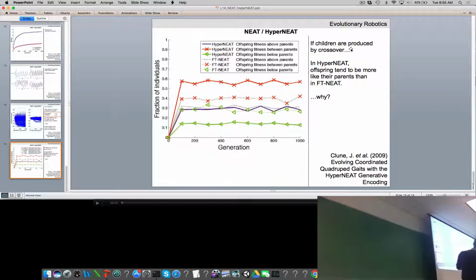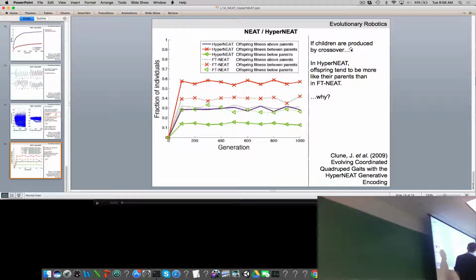We can see that, let's start with the light green line here. This reports the fraction of all offspring that were worse than both parents, offspring below the parents. Relatively few of them, about 15%, that when you took two parents, two CPPNs, and NEAT recombined them into a new CPPN, that CPPN painted a robot neural network that was worse than either of the two parents. That happened relatively rarely.